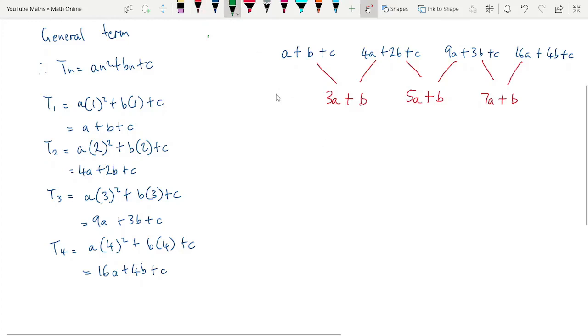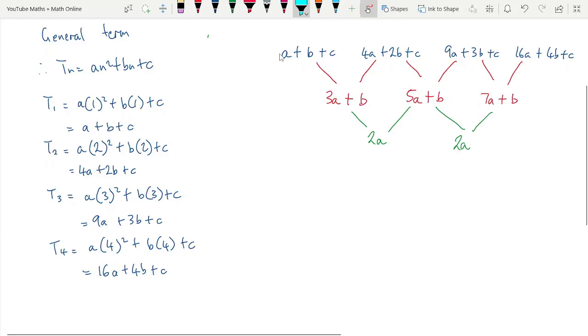Now let's look at the second differences. 5a minus 3a gives us 2a, and b minus b cancels out. Then 7a minus 5a gives us 2a, and b minus b cancels out. So as you can see, we've got our formula now as I put it.